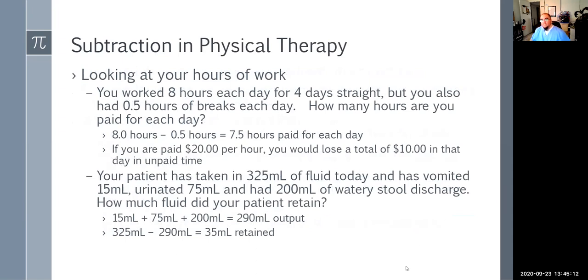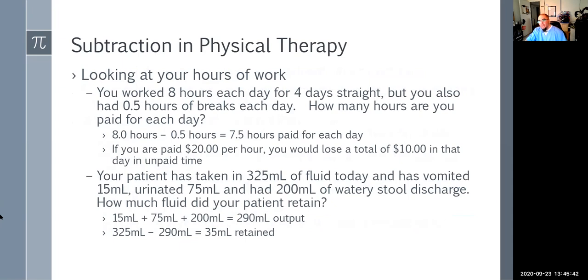So let's look at your hours of work in a physical therapy world. You work 8 hours a day for 4 days straight, but you also have half hour breaks each day. How many hours are you paid for each day? Well, in most physical therapy clinics, you don't get paid for your lunch. Sorry to say that. When you're off the clock, you don't get paid. Some clinics, when you don't have a patient, you don't get paid. So if your patient cancels, well, you're clocking out for that hour. Hopefully we can get over that and not do that anymore.